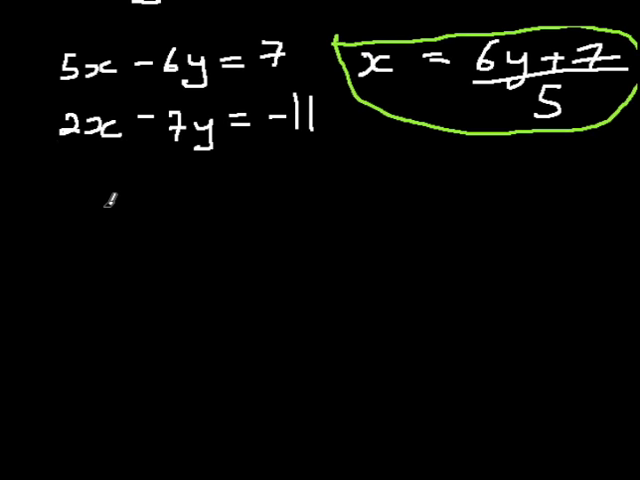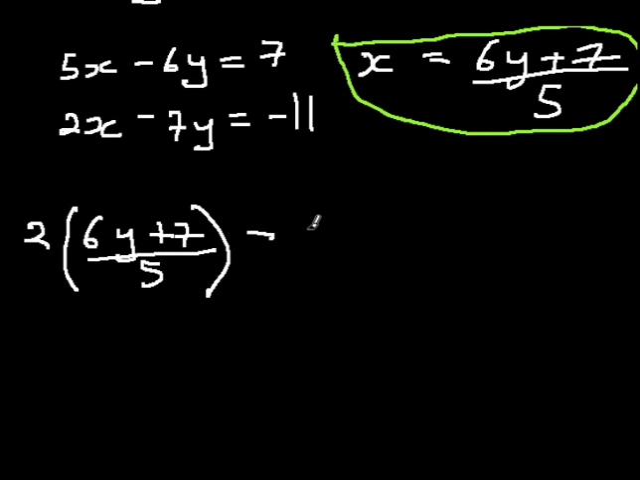So we figured out what x is by simplifying the first equation. Now we have to take the x we calculated from the first equation and plug it into the second equation. And so that would look something like this: 2, now instead of saying x, you're going to say 6y plus 7 divided by 5, minus 7y is equal to minus 11.